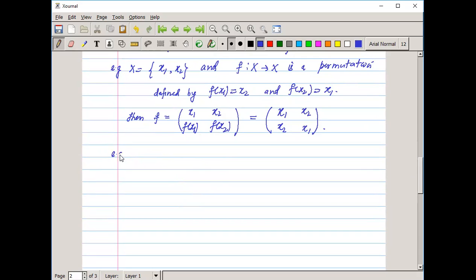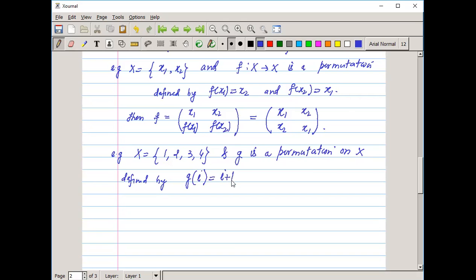We take one more example here. For example, assume the set X to be the set 1, 2, 3, 4, and G is a permutation on X defined by G of i is equal to i plus 1 when 1 is less than or equal to i, less than or equal to 3, and G of 4 is equal to 1.